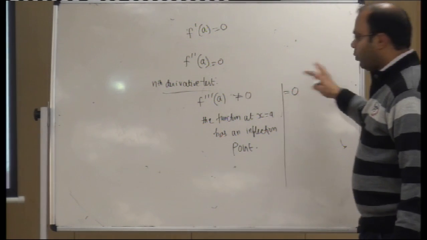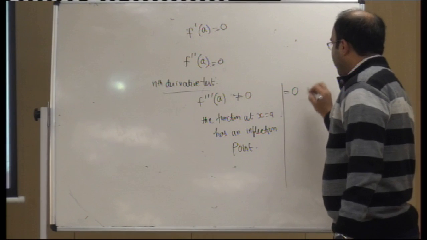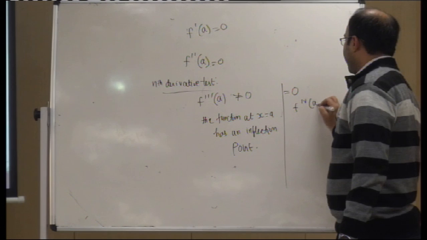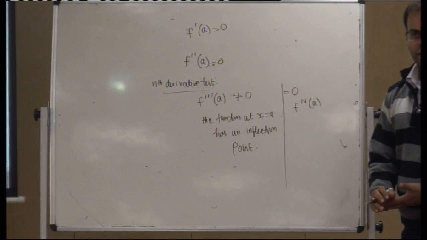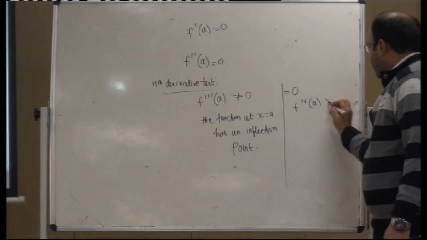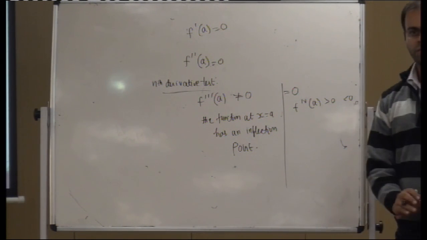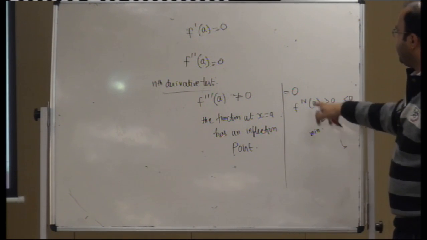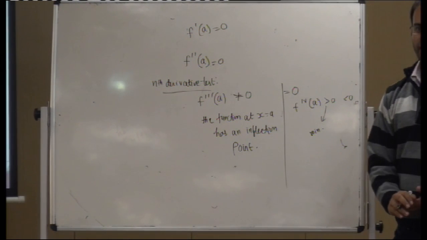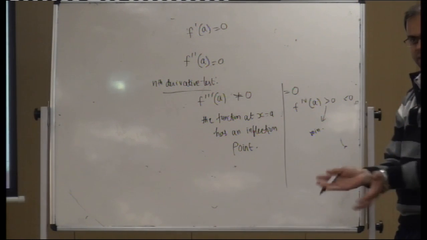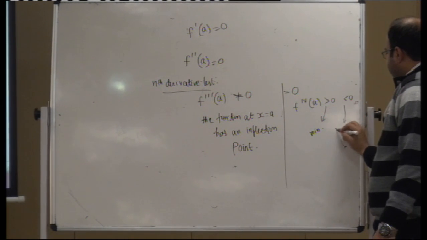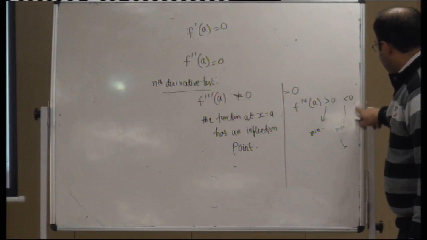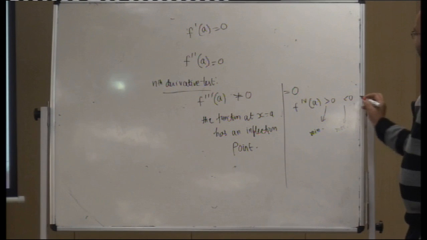Next, when it is equal to 0, then we further check what the fourth derivative at a is. When we check the fourth derivative at a, it could be positive, it could be negative. If it is positive, then we say that the point a gives the minimum value of the function. I will just summarize this, and when it is negative, it gives a maximum value. Is this clear?